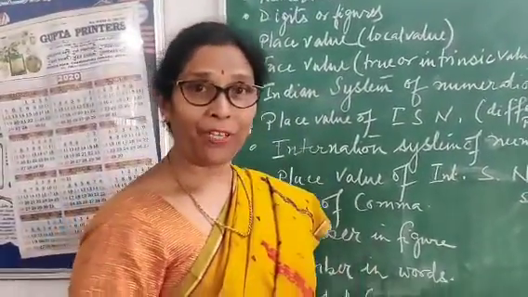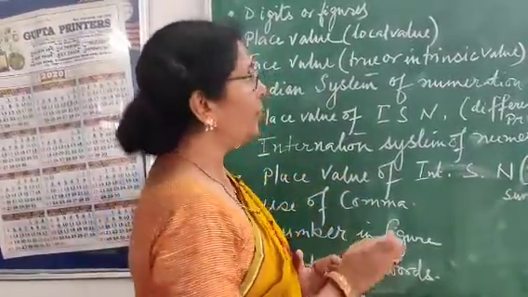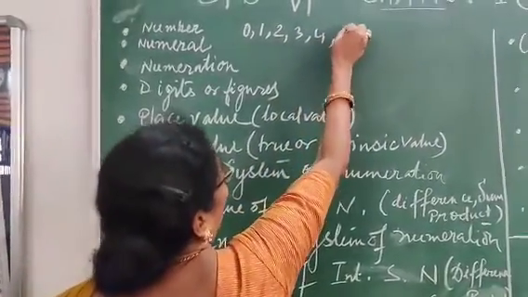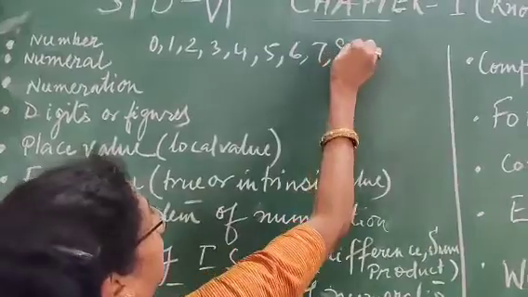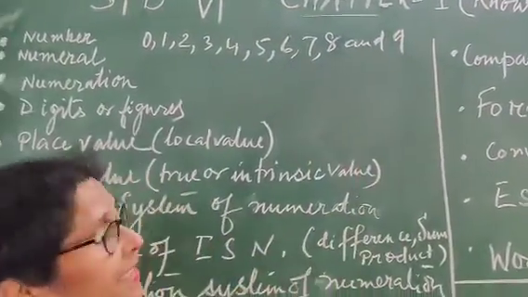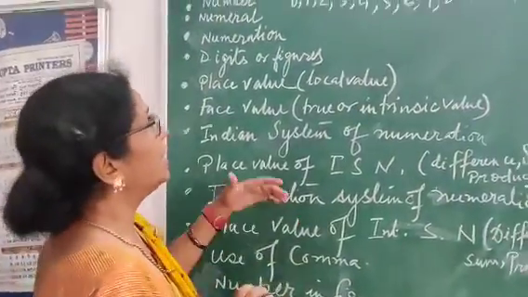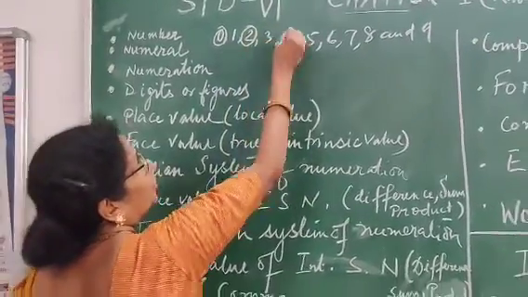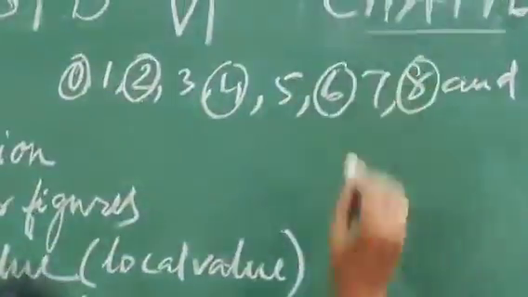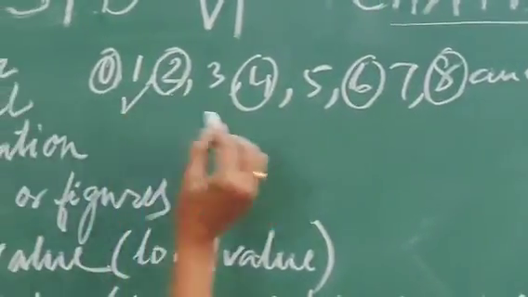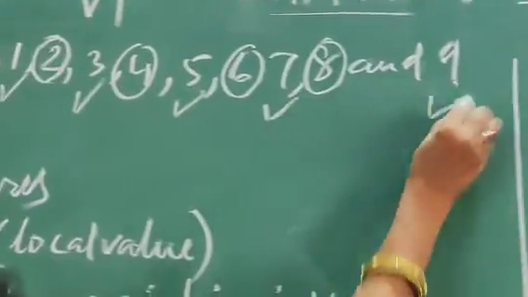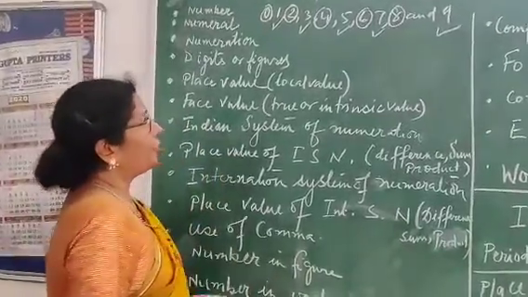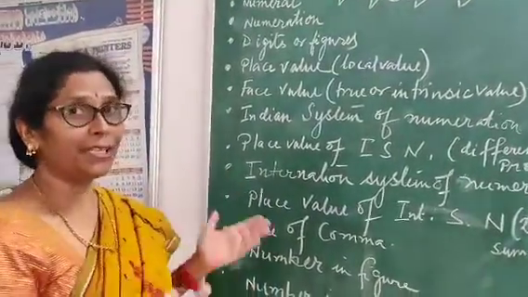You already know from the previous class that in the number system, 0, 1, 2, 3, 4, 5, 6, 7, 8 and 9 are the digits. We are using numbers. Some are even numbers: 0, 2, 4, 6, 8 are even numbers, and 1, 3, 5, 7, 9 are odd numbers. From these digits, we can write several numbers.